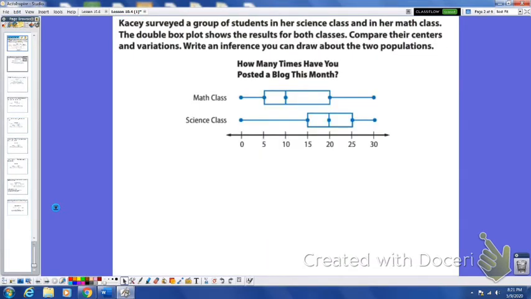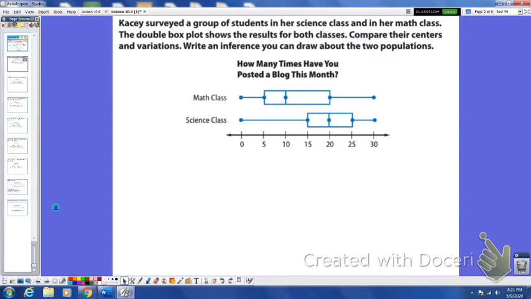Okay, so we've got Casey surveyed a group of students in her science class and in her math class. The double box plot shows the results in both classes. Compare their centers and variations. Write an inference you can draw about the 2 populations. So this is what was being said on the previous slide, where we have the 1 number line but 2 box plots. So that's what we call a double box plot. We're using that same number line to compare the values. So this one is asking you to draw some inferences.